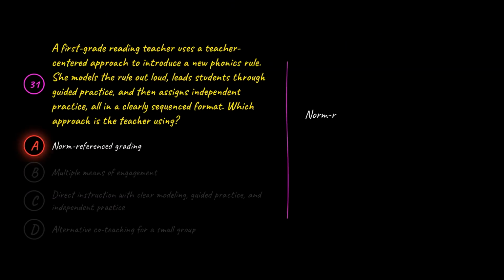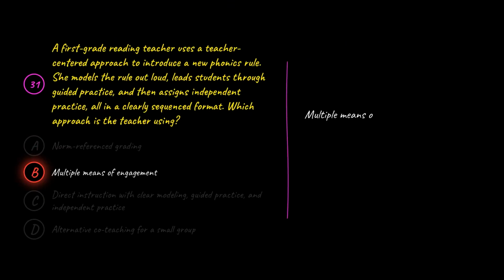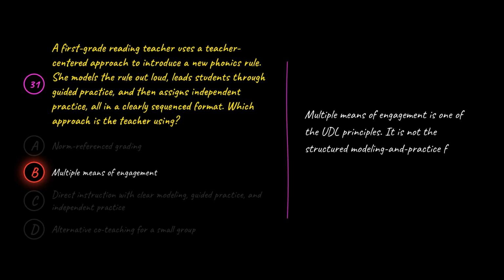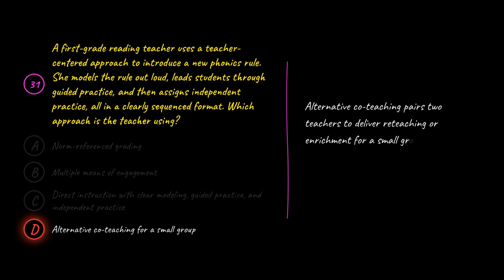A is wrong because norm reference grading is an assessment ranking practice. It has nothing to do with the instructional sequence the teacher is using. B is wrong because multiple means of engagement is one of the UDL principles. It is not the structured modeling and practice format described. D is wrong because alternative co-teaching pairs two teachers to deliver reteaching or enrichment for a small group. The scenario describes one teacher leading a sequenced lesson.